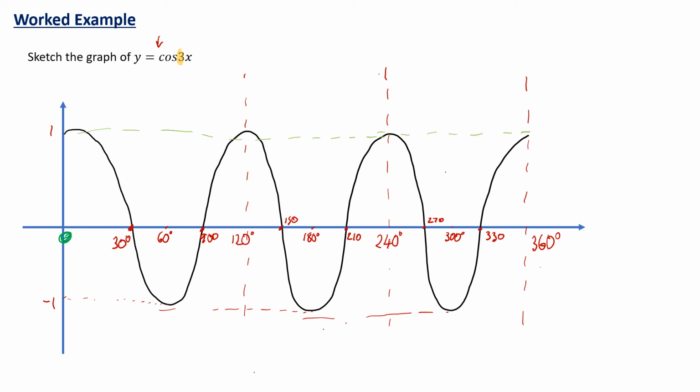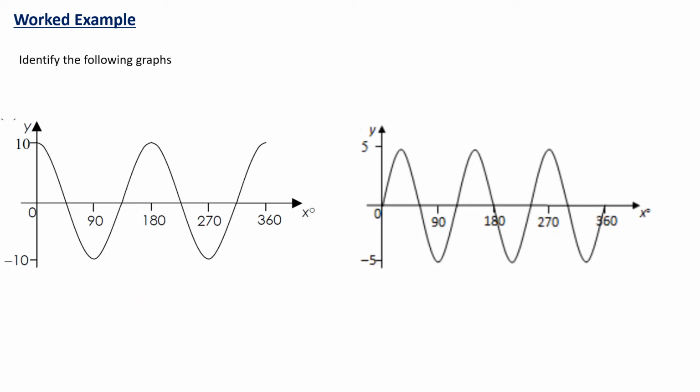Okay, so the period of cos 3x is, well, how long does it take for one revolution to finish? Well, it takes 120 degrees for one revolution to finish. So the period of this function is 120 degrees. Okay, so we need to be able to draw them as well as identify them.